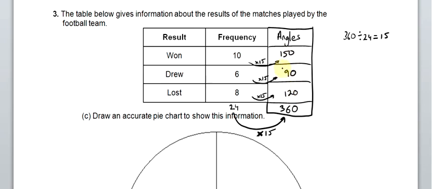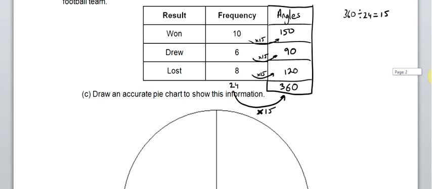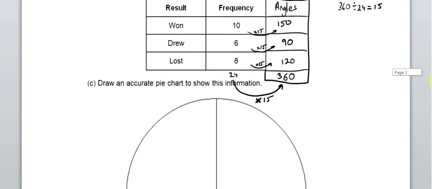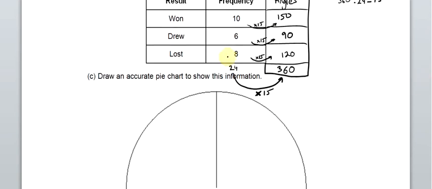And let's just check the add up. So we've got 100, 200, 250, 340, 360. So that's good. So now we just have to draw it, and this is the one bit which I'm going to have to leave for your imagination. So let me just zoom out a bit, and we'll try and draw roughly what you do. So first of all, I'd go for my 150 degrees.